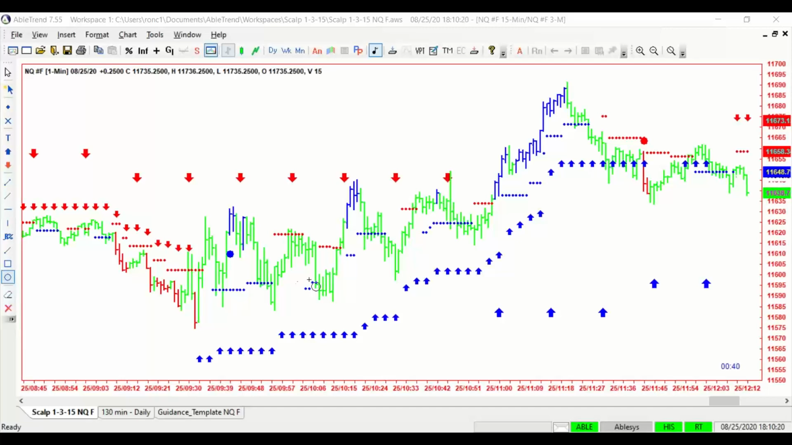But as far as the new scalping chart, where you want to get in is you want to get in as long as you have a 3-minute arrow up.